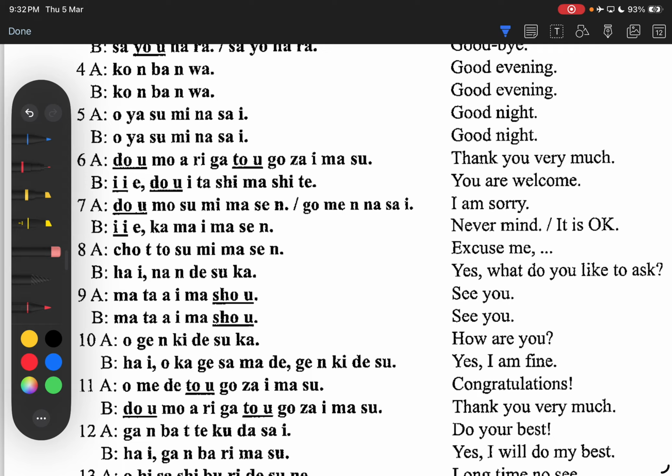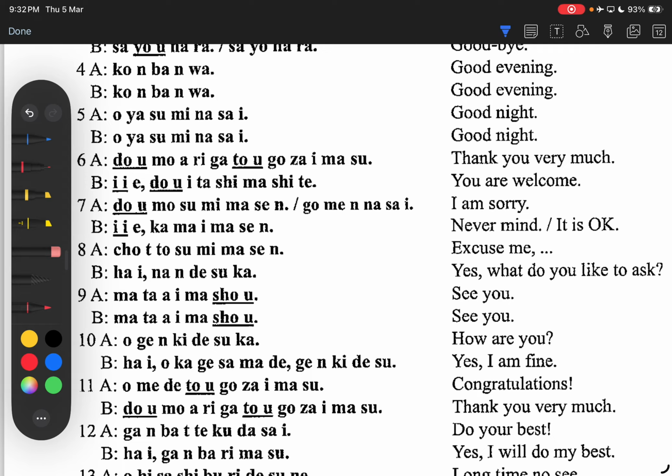Next we have hai, nan desu ka? Okay. So nan is what? Desu ka, we will learn it soon, okay? In the next lesson we will learn what is desu ka. But for now, nan desu ka just simply means what is it? Right? So it's like, yeah, what? Okay? It's like chotto sumimasen, yeah, what? What you want? Right? So hai, nan desu ka is like, yeah, what?